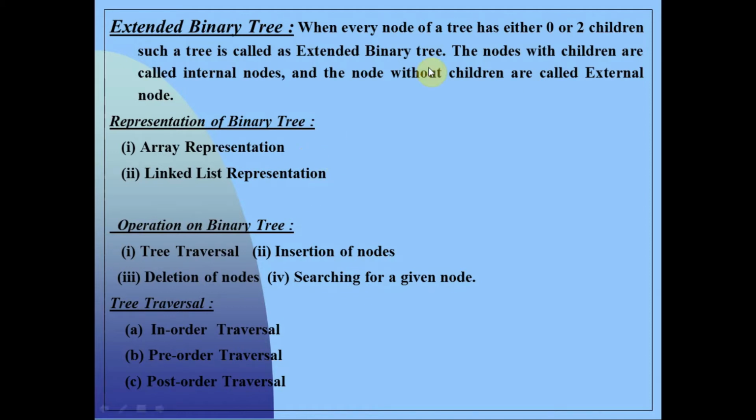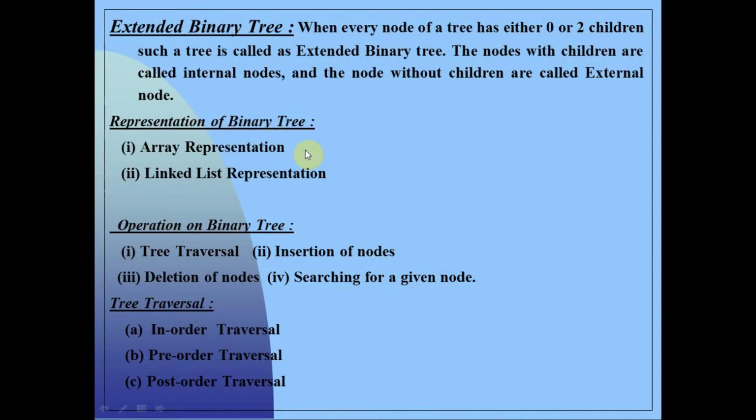Whenever every node of a tree has either 0 or 2 children, such a tree is called an extended binary tree. The nodes with children are called internal nodes and the nodes without children are called external nodes. Then, representation of a binary tree.